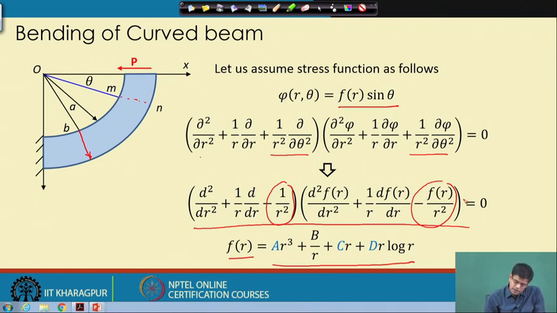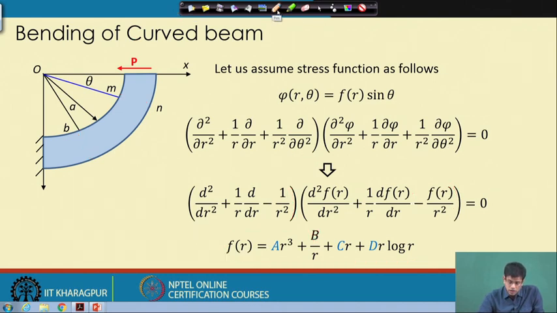This f(r) actually involves 4 constants a, b, c, d. These 4 constants again we have to find out from the stress boundary conditions which we have discussed in the previous slide. So, now let us see how these 4 constants produce stresses.